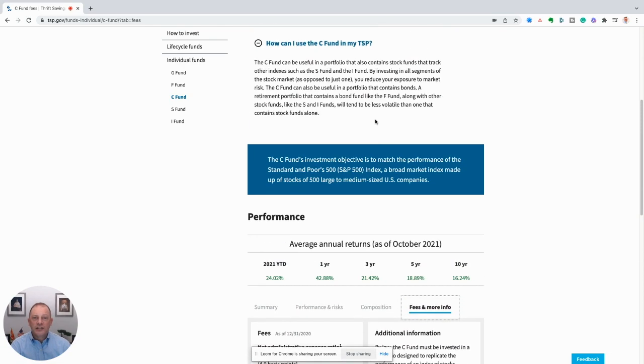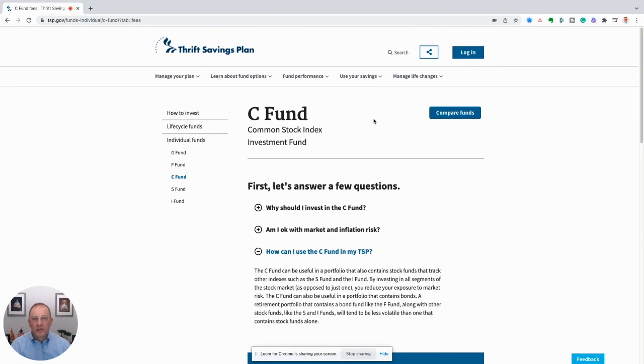All right. The next thing we want to do is go into the performance of the TSP to dig a little bit deeper and see how this works over different periods of time. Okay, jumping up here to fund performance, so we get a little bit more information. And we want to see rates of return.